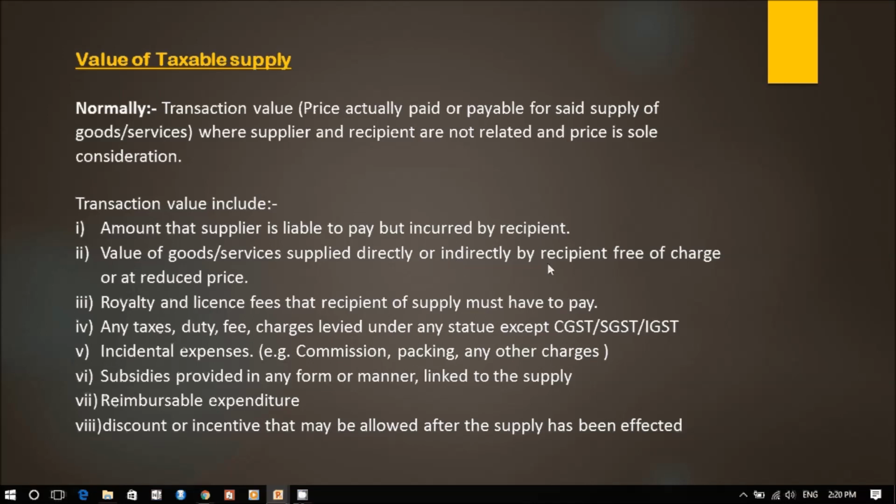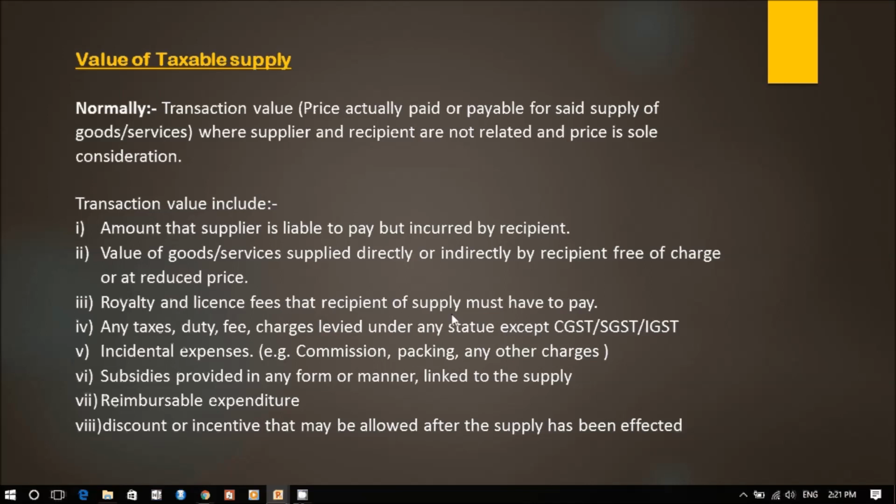Value of goods or services supplied directly or indirectly by the recipient free of charge or at a reduced price. If any goods or service is supplied by the recipient to the supplier, either free or at a reduced value, then that amount will also be part of the value of taxable supply. If the recipient supplied it free of cost, then the whole value of the goods or the service would be part of the value of taxable supply. Or if he supplied at a reduced price, then the amount that he has not taken would be included. Like if goods of 100 rupees were supplied for 20, then the 80 rupees would also be included in the value of the taxable supply.